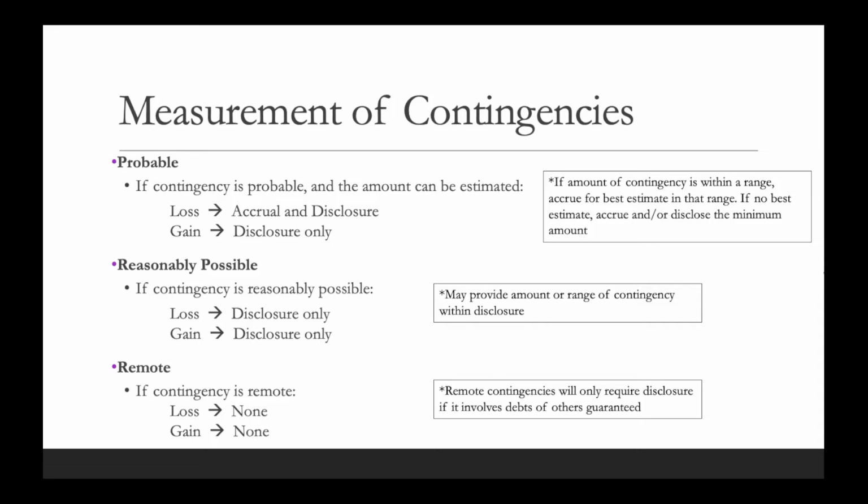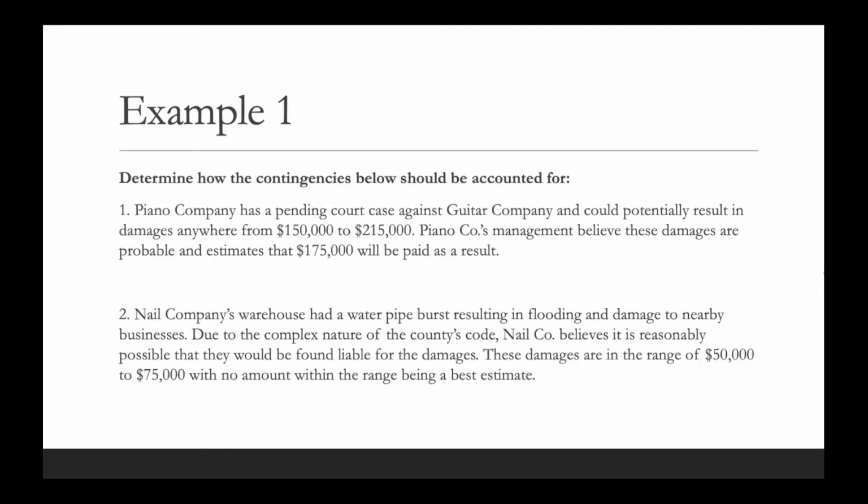Moving on, for remote contingencies, if a contingency is found to be remote, whether it's a loss contingency or a gain contingency, you would provide neither. You would not provide an accrual nor a disclosure. And for remote contingencies, remember, they will only require disclosure if it involves debts of others guaranteed. If it doesn't involve this, then again, you would provide no accrual and no disclosure.